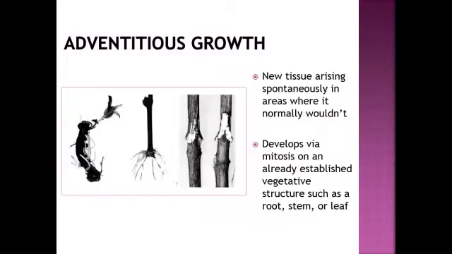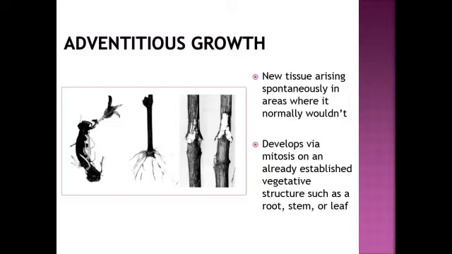So we have vegetative growth going on in our stem cuttings, and within that category of vegetative growth, we have something very specific going on called adventitious growth. You'll often hear the roots on a stem cutting referred to as adventitious roots. So adventitious growth is defined for you here on the slide. It's when we have new tissue arising spontaneously in areas where it normally wouldn't. Right? So roots, for example, forming on a stem. You don't expect roots to form off of a stem, especially a piece of the stem you cut off near the tip of the branch.